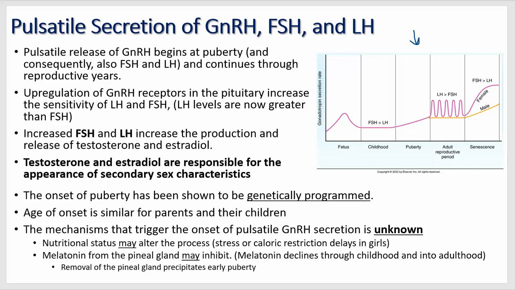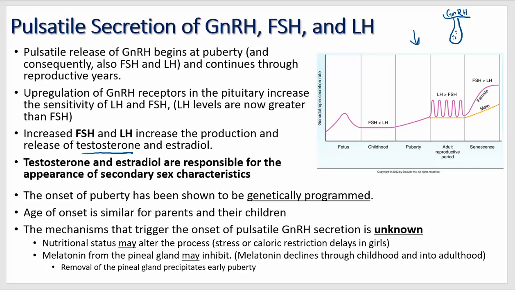There is also upregulation of GnRH receptors. Remember, hypothalamus to the pituitary. That means in the pituitary there are receptors for the GnRH. GnRH is released from the hypothalamus, and then it has to land on a receptor in the pituitary. With upregulation, these receptors will increase, which will increase the release of LH and FSH. Upregulation of GnRH receptors in the pituitary increases the sensitivity, and that's going to heighten the effect even more. Increased FSH and LH increase the production and release of testosterone.